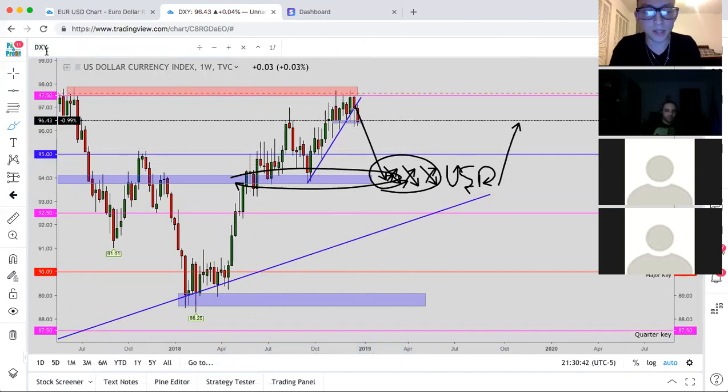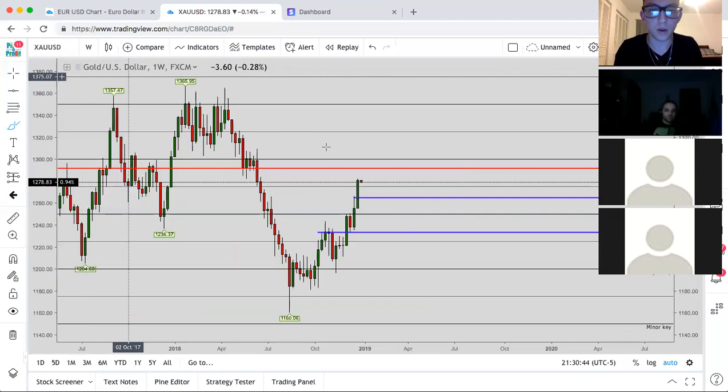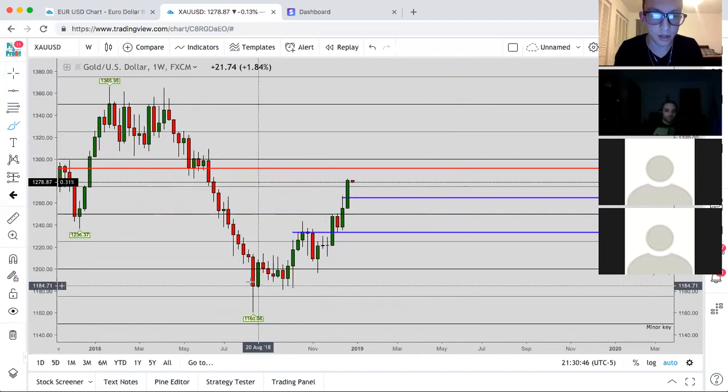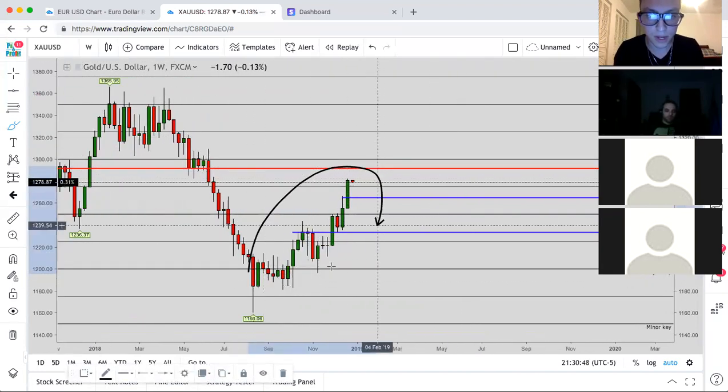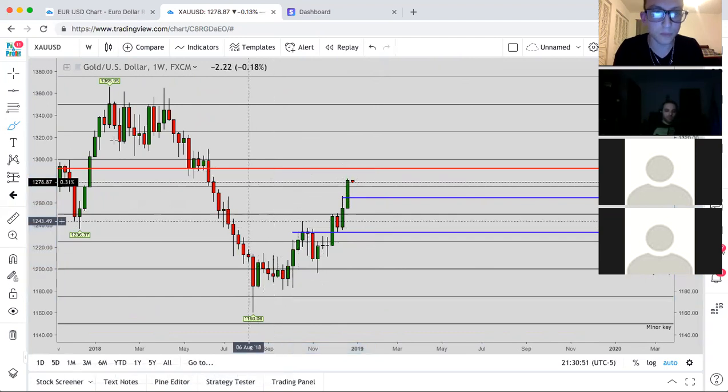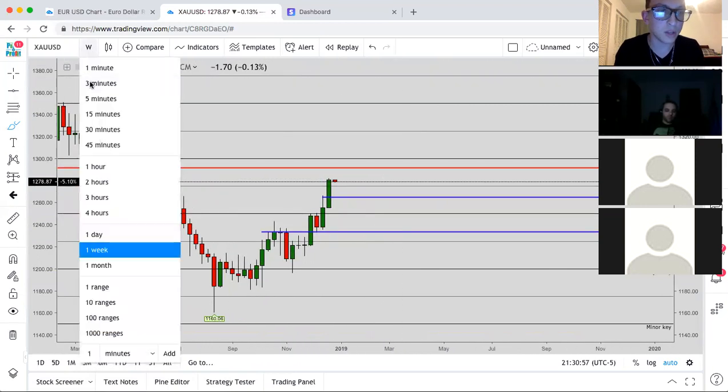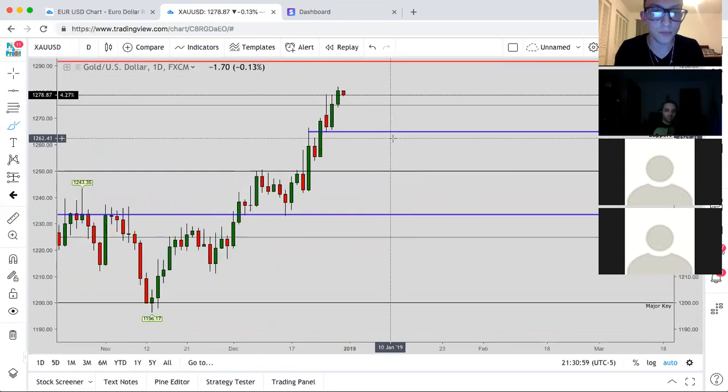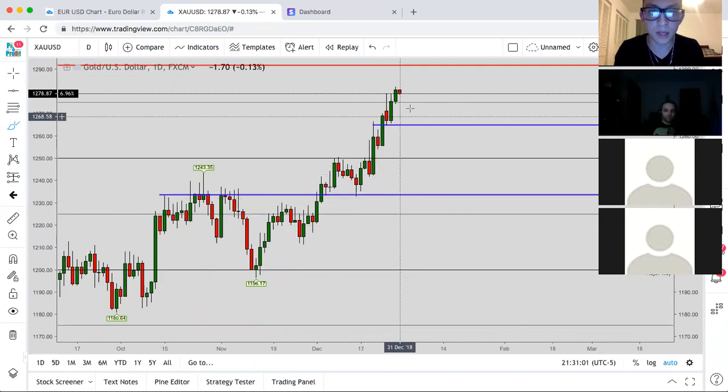So with that being said, let's look at gold and how it correlates to that. You can see that as the dollar has been dropping in value, gold has been going up because the value of the dollar is decreasing. So relatively, gold has been going up. If we look at this on a daily time frame, we see that we've been consistently making higher highs.